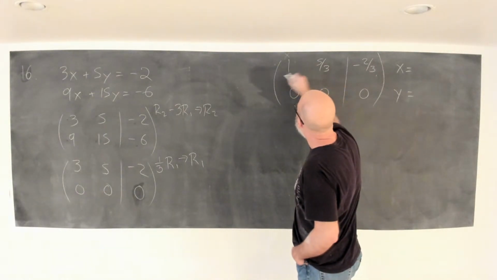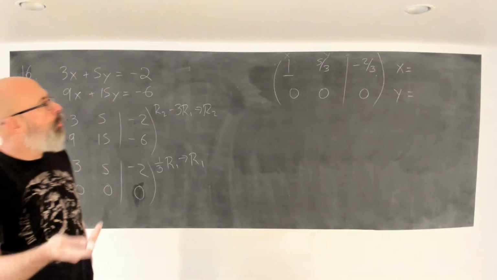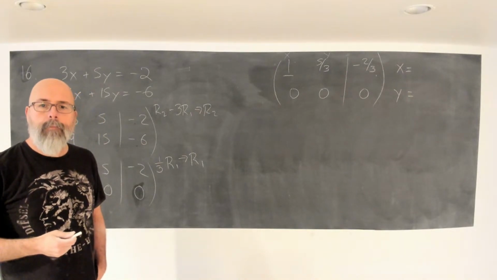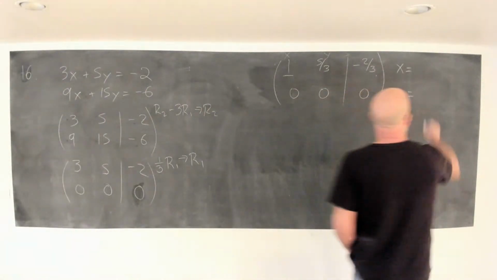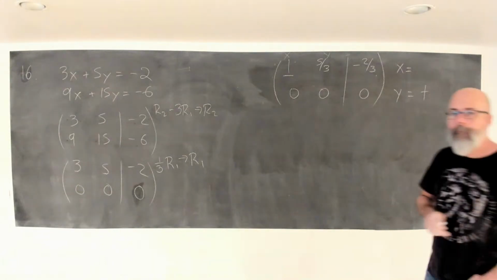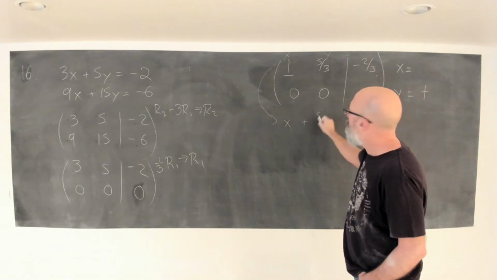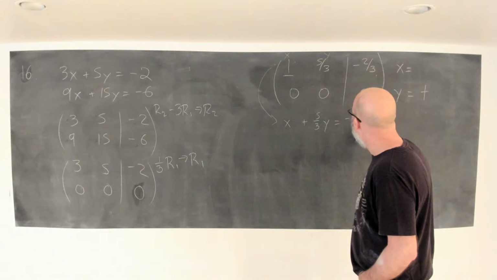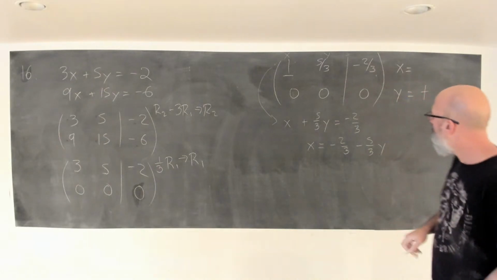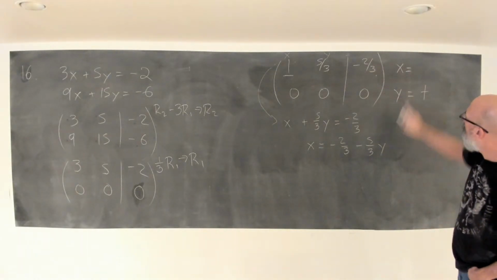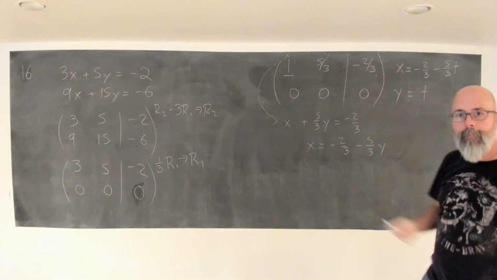Remember, this is a column for the x's, this is a column for the y's. The y's don't have a leading 1. Y gets replaced with a parameter. Y equals t. The first equation was saying x plus 5/3 y is equal to minus 2/3, or x is minus 2/3 minus 5/3 y. So if y is t, x is minus 2/3 minus 5/3 t. And there it is.